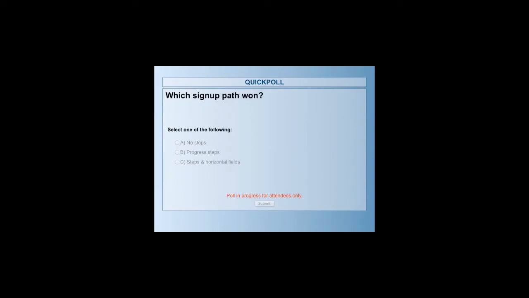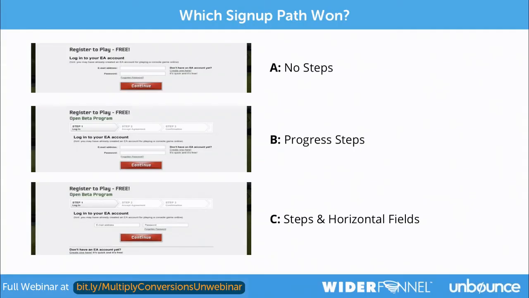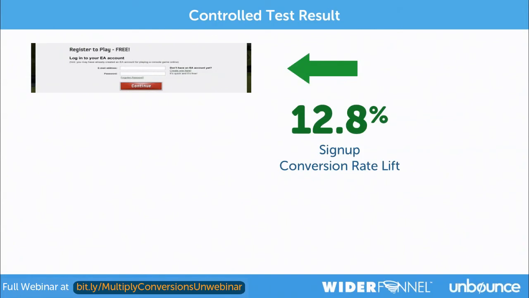So I'm going to launch a poll. Go ahead and vote on which one you think won. A, no steps, B with the progress bar added, or C with the progress bar and the horizontal fields. Look at that. We've got 49% votes for the progress steps and 31% for horizontal fields and 21% for no steps. All right, let's see what actually happened. So, B got the biggest votes, C was in second place, and what actually happened was A won. And again, I've got to thank you for helping me out with this so much.